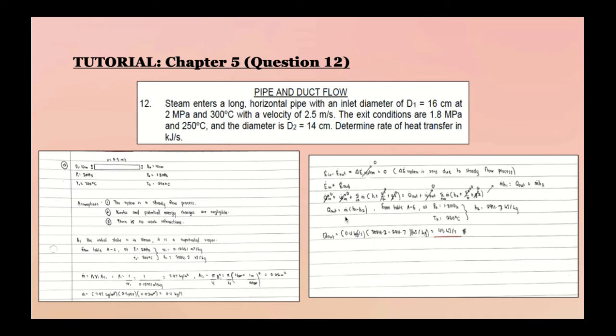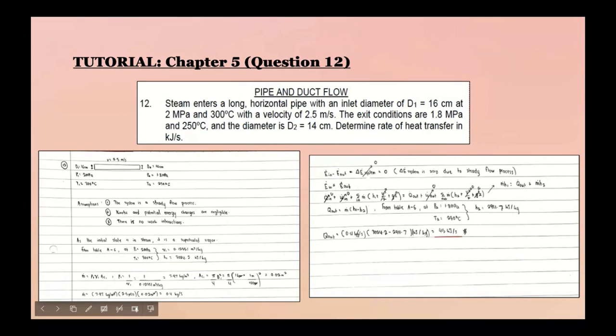So we already know the mass flow rate, we already know the H1, but we don't know the H2. So we determine the H2 by referring to table 8 where the condition is pressure equals 1.8 megapascal and temperature equals 250 degrees Celsius, which we will get the answer. So we insert all the final values into the final formula, so we will get Q equals 45 kilojoule per second. So that's all for me. Thank you.